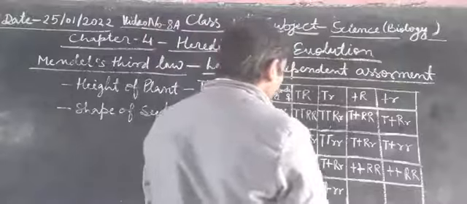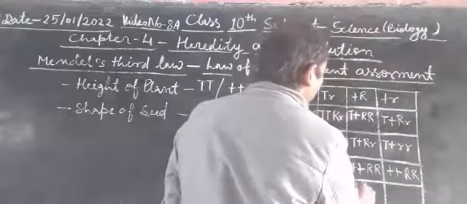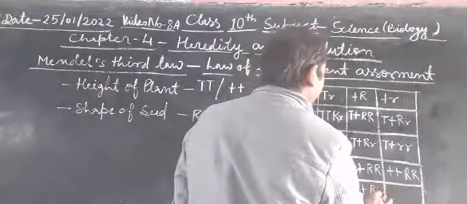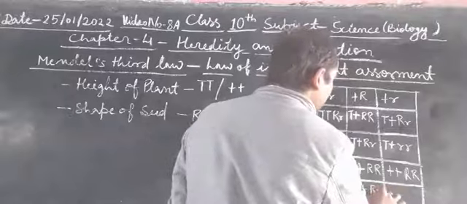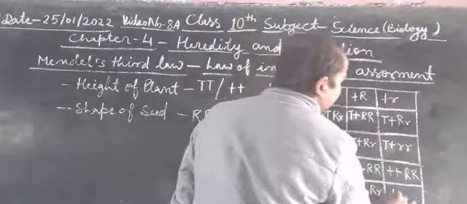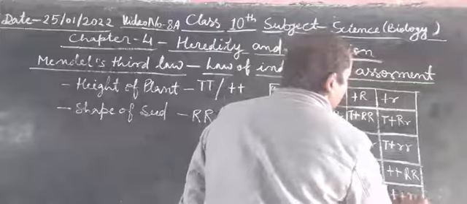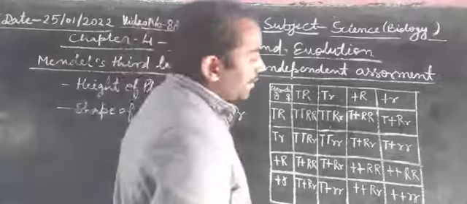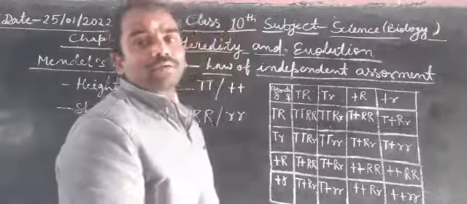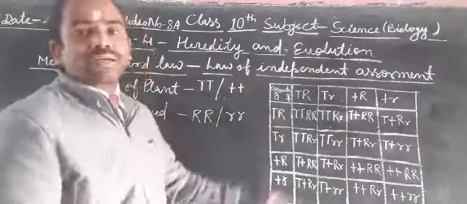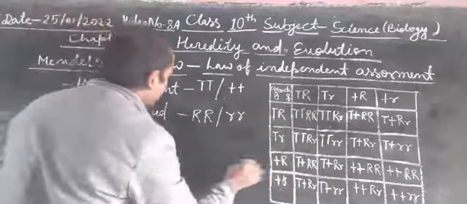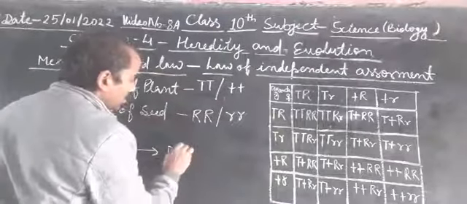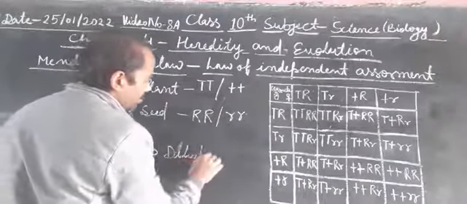Now, small t, small t, capital R, small r, capital R, small r. Now, small t, small r. Okay, this is the Punnett square method. Clear? And this shows the dihybrid cross. This is the dihybrid cross.